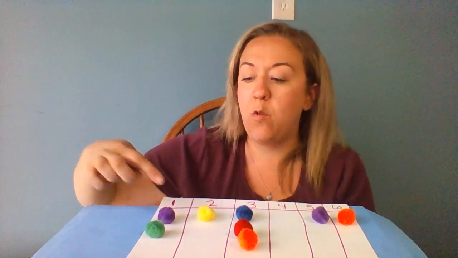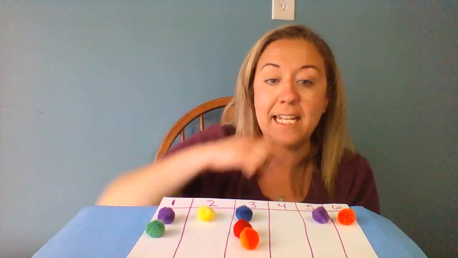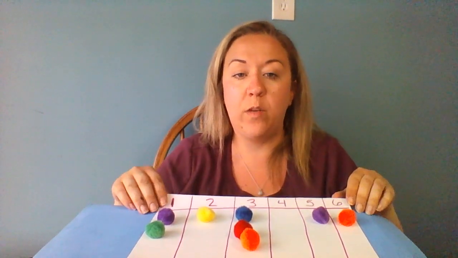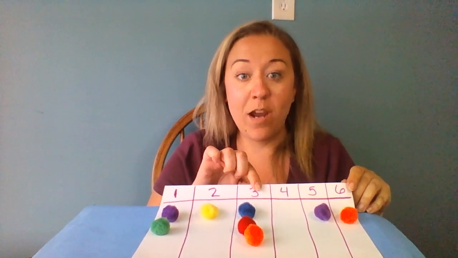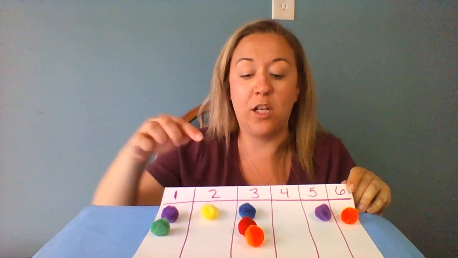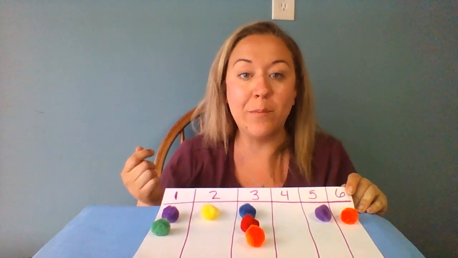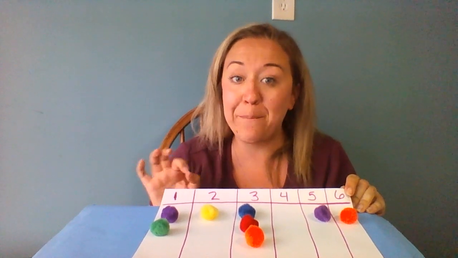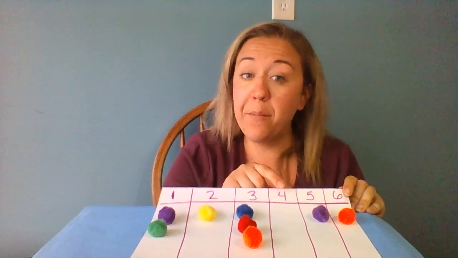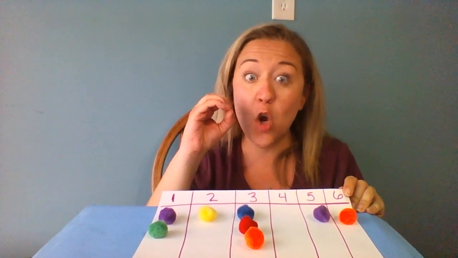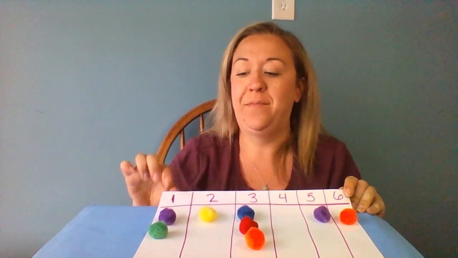So let's see. We rolled 1, 2, 3, 4, 5, 6, 7, 8 times. What number did we roll the most of? That's right, we rolled the number 3 the most times because we rolled it 1, 2, 3 times. What number did we roll the least? That means that's the smallest number. Well, the number 4 has 0 counters, so that means we rolled a 4 the least.